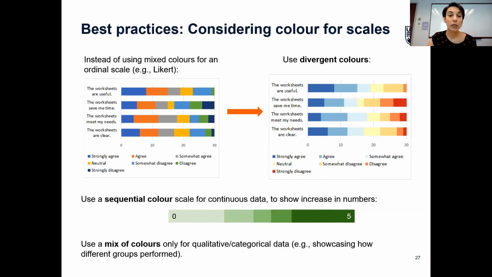There are cases where you want to use a mix of colors. This mostly makes sense in qualitative. So if you are looking at different groups and you want to highlight the difference between those groups, and that's what the focus of the figure is, then it might make sense to use different colors. So you're not wanting to show things on a scale necessarily, but more just different groups.